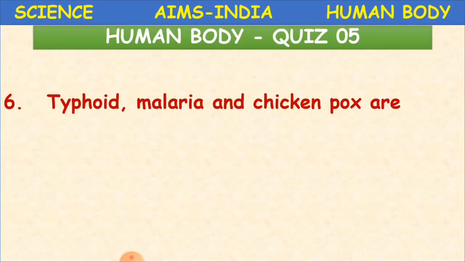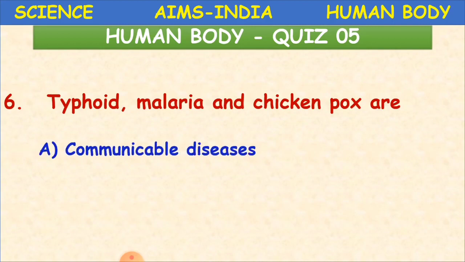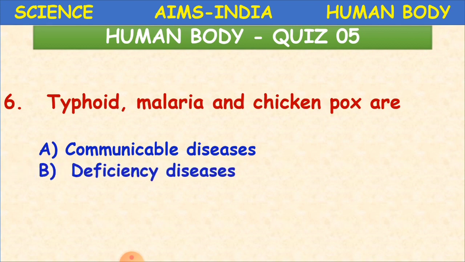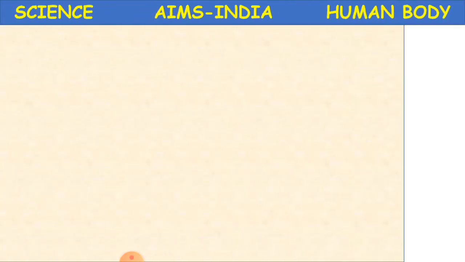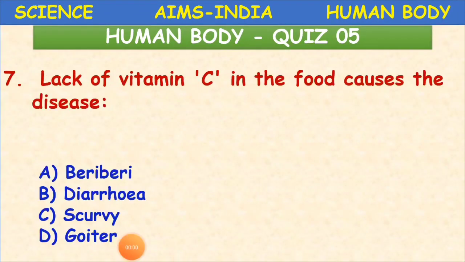The next question, typhoid, malaria and chicken pox are, okay, communicable diseases, deficiency diseases, genetic diseases and non-communicable diseases. So which type of diseases are typhoid, malaria and chicken pox? They are communicable diseases. That is, they are going to spread from one person to another person. Okay, children, clear?